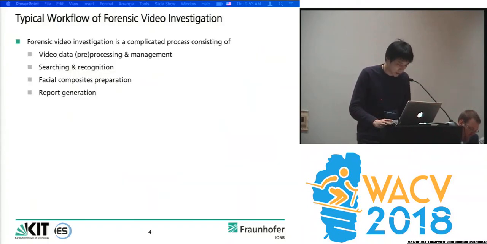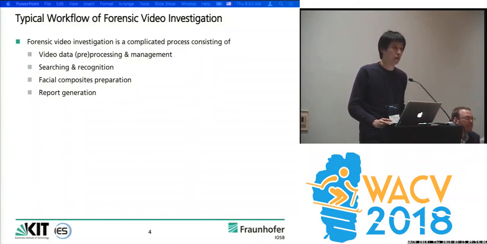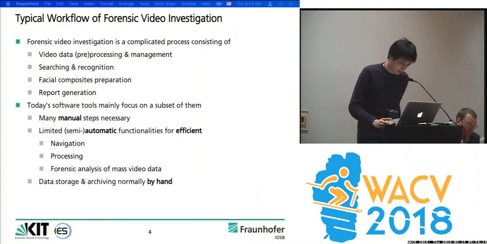So, in summary, video investigation has some characteristics. For example, we have to do visual investigation based on video data. So we need very efficient management and processing, and we have to do search and recognition tasks, and we also need facial composites for a suspect if we don't have any data in our database.